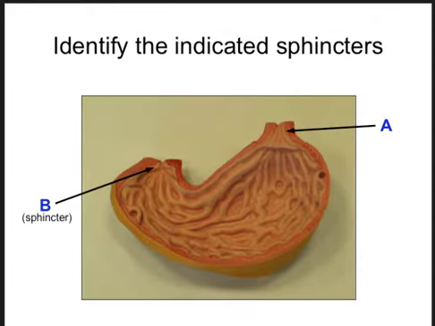Next question. Identify the indicated sphincters. A is the cardiac sphincter, also known as the lower esophageal sphincter. The reason it's called the cardiac sphincter is because it's close to the heart. And then B is the pyloric sphincter. This is the exit from the stomach. Incidentally, those ridges are called rugae.